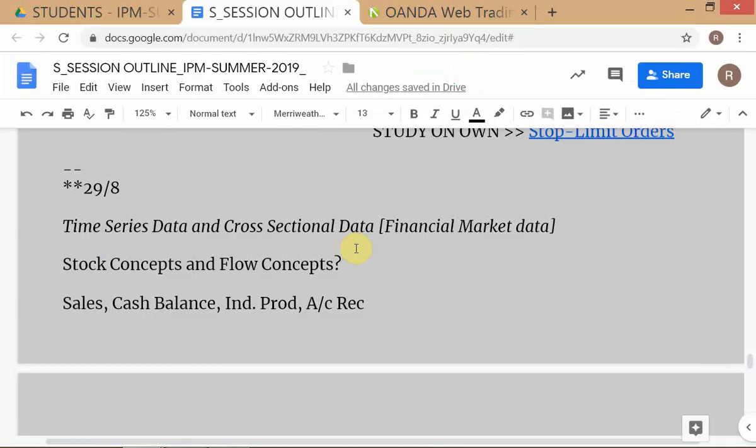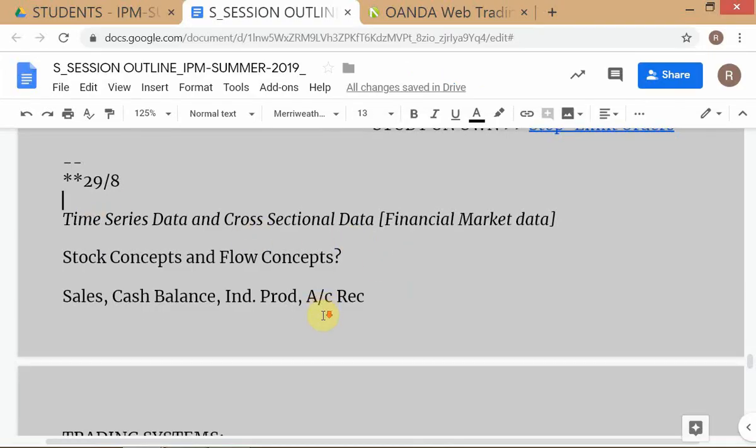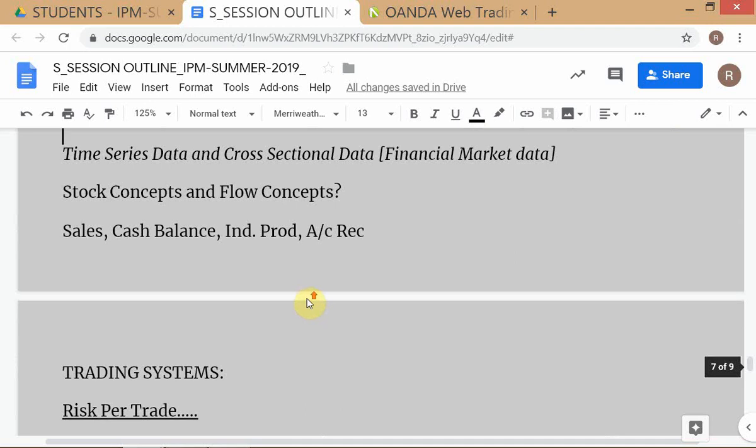So let's start with our first topic today, something I should have covered when we started with time series data and cross-sectional data. You remember the distinction that we made? You will not find this distinction in any book written in this precise way. So what was the definition that we gave for time series data? At least one variable. For at least two periods of time.